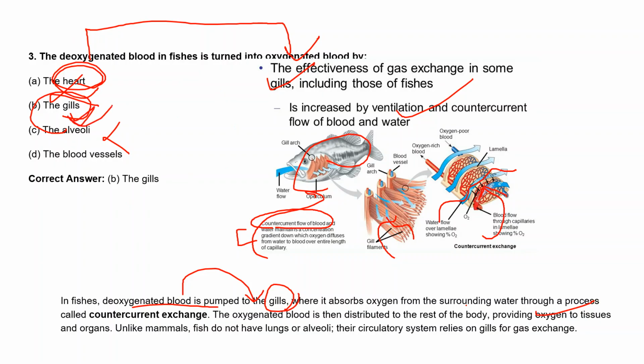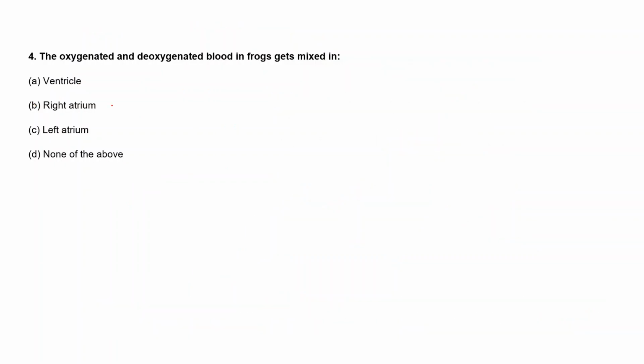So these gills convert the deoxygenated blood into oxygenated blood by the countercurrent exchange process.